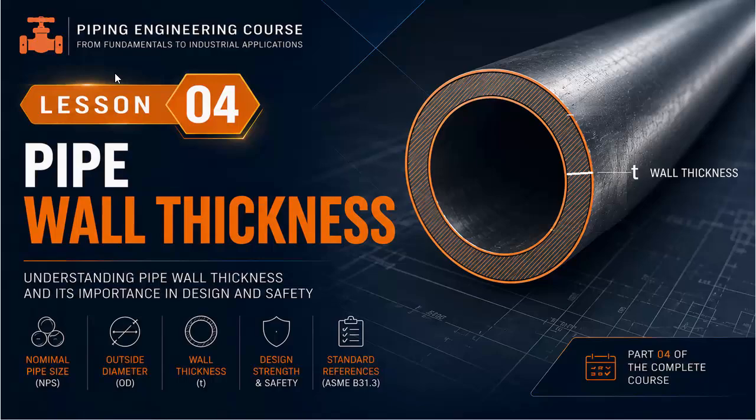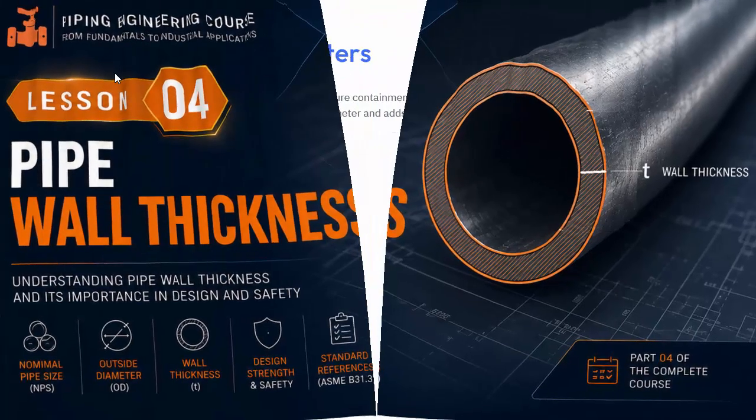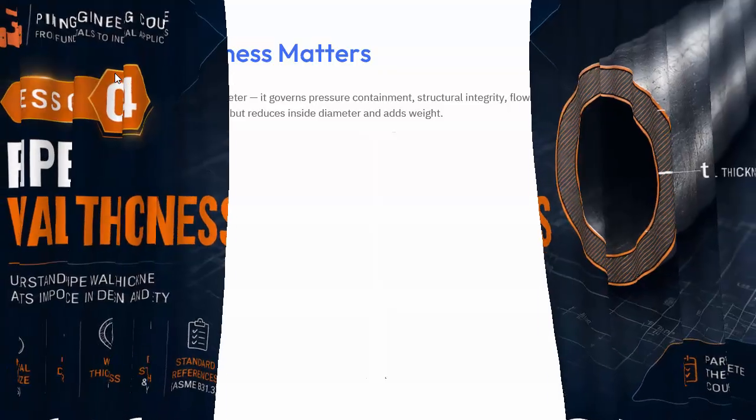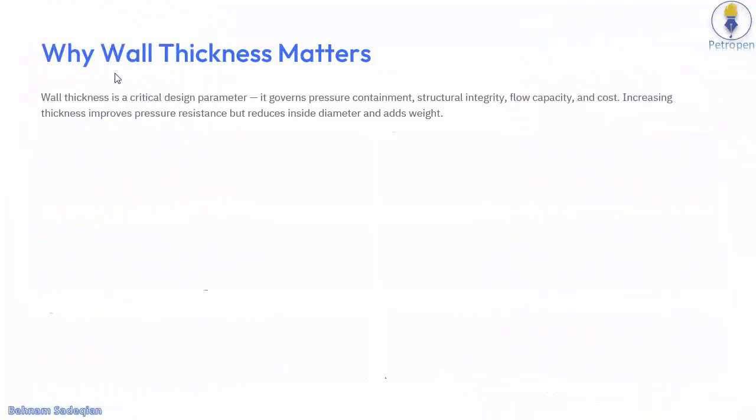Good morning, everyone. In the previous lesson, we learned about pipe dimensions such as outside diameter, inside diameter, and nominal pipe size. Now let's focus on another critical parameter, pipe wall thickness. Wall thickness is one of the most important design factors in any piping system. It determines how much pressure a pipe can safely withstand while maintaining its structural integrity.